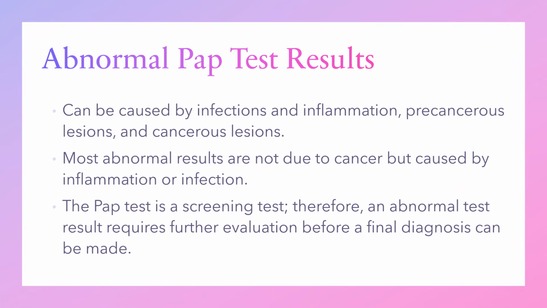Abnormal pap test results can be caused by infections and inflammation, precancerous lesions, and cancerous lesions. Although an abnormal pap test result is found in every 1 in 10 tests, most abnormal results are not due to cancer, but rather inflammation or infection. This is a screening test, therefore, an abnormal test must require further evaluation before they can come to a final diagnosis.